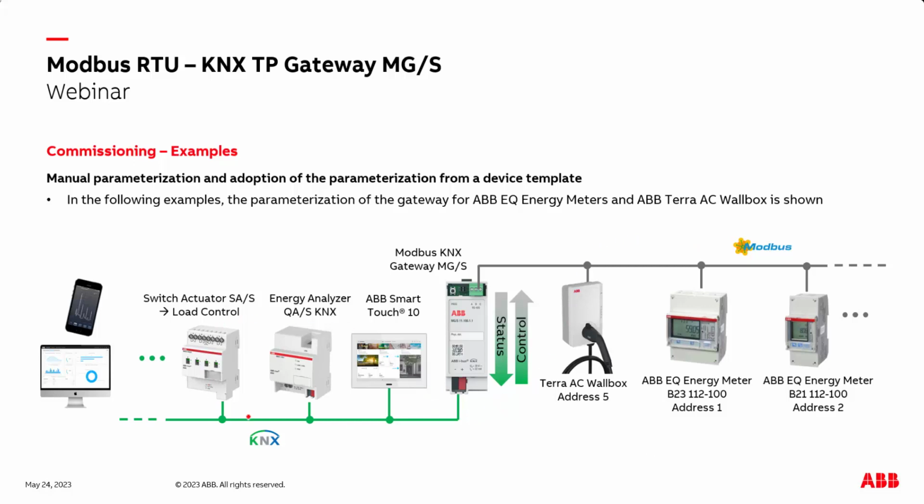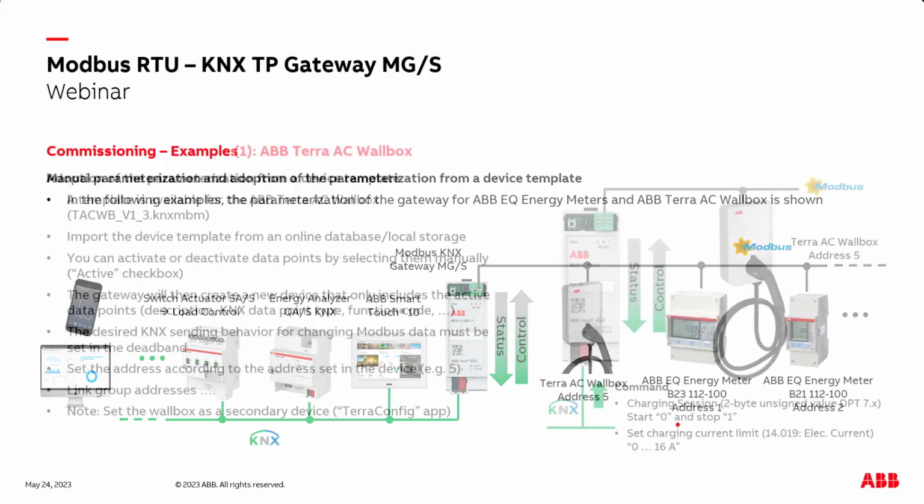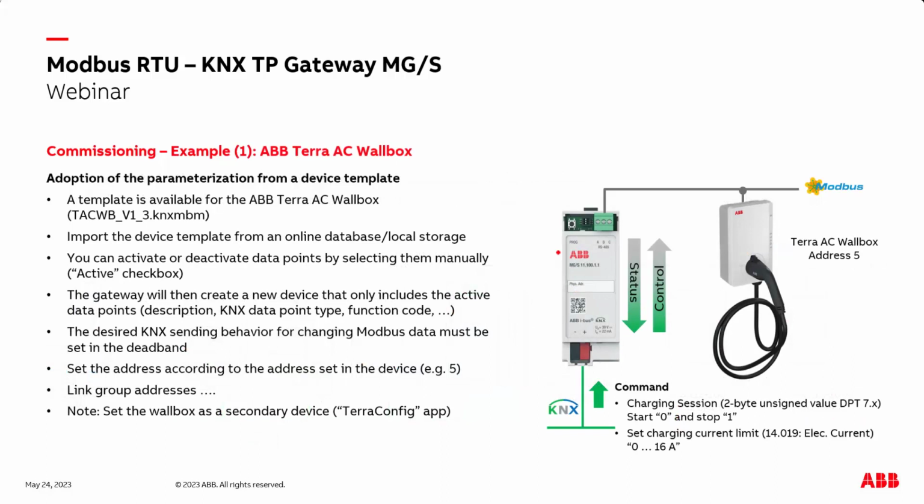On the left side we have our KNX devices, then in the middle our Modbus KNX gateway, and via KNX we want to send some commands or controls to our Modbus devices, like for example starting or stopping the charging session of a Terra AC Wallbox. It's also possible to set the maximum charging current via KNX, or to read out some meter values. So here, for example, my Wallbox has address number 5, this meter has address number 1, and this meter address number 2. So let's start first with how we commission the Terra AC Wallbox.